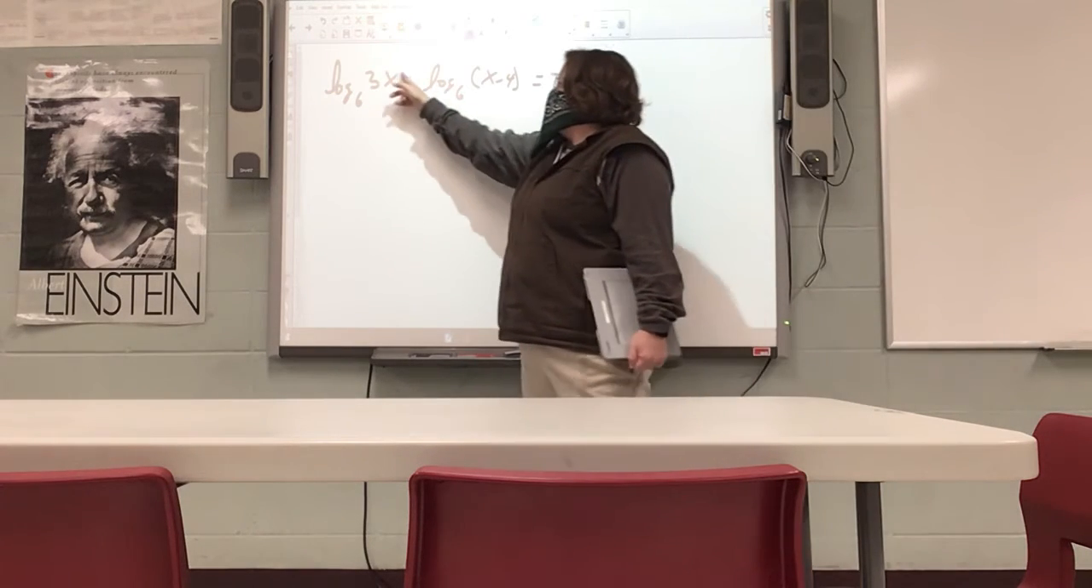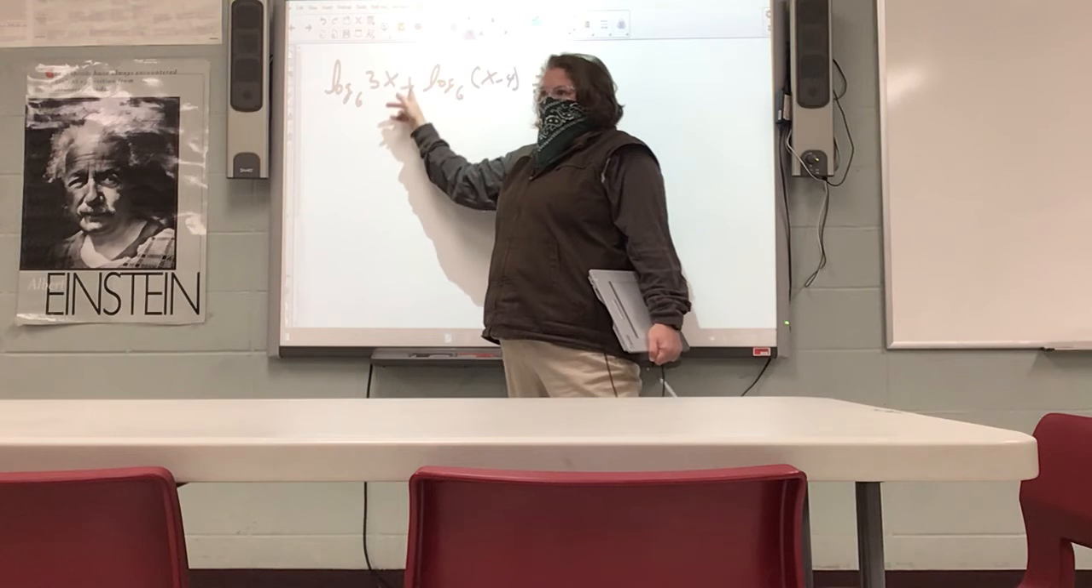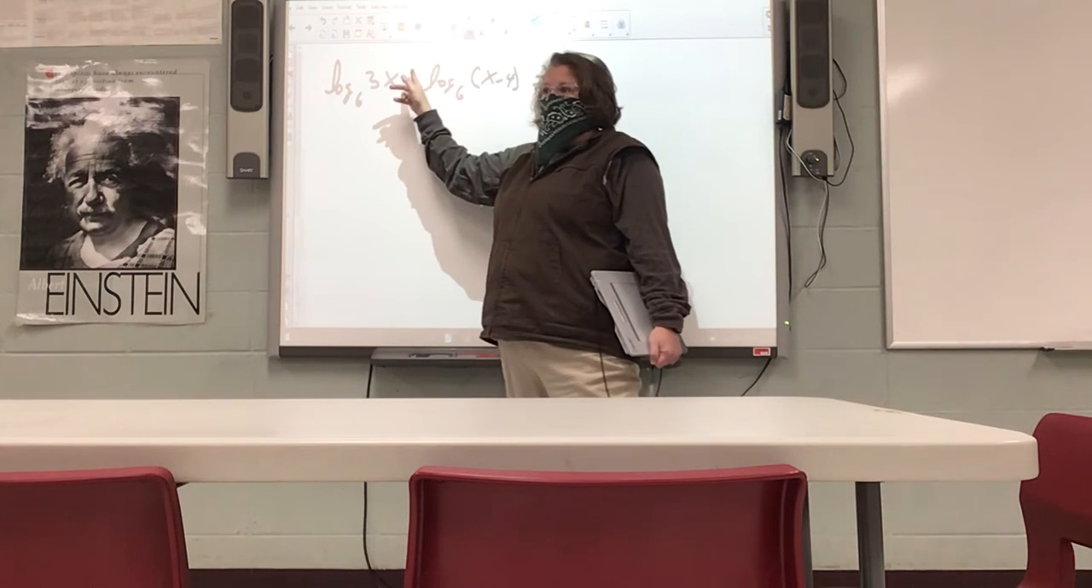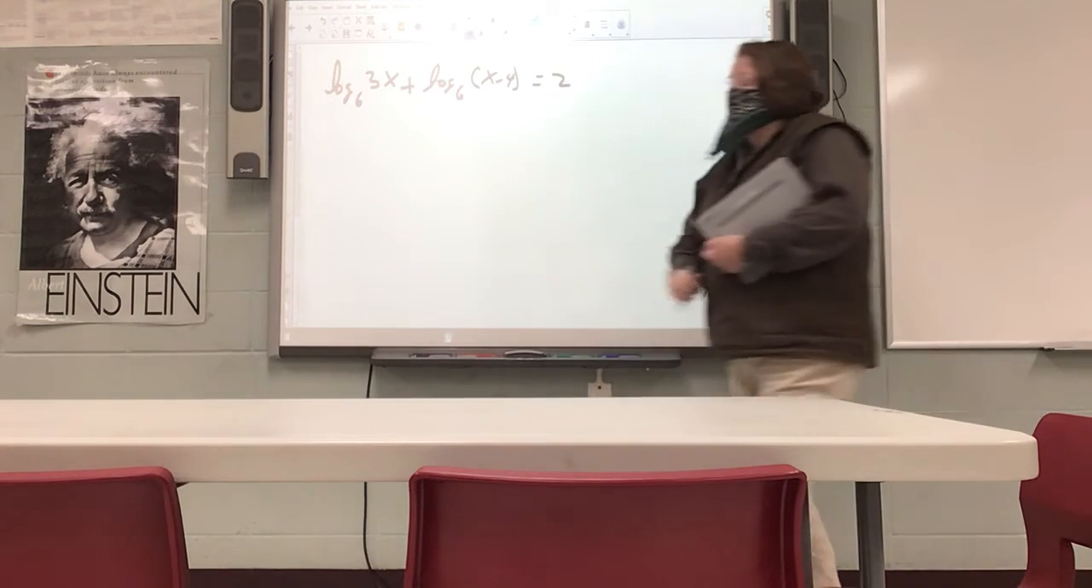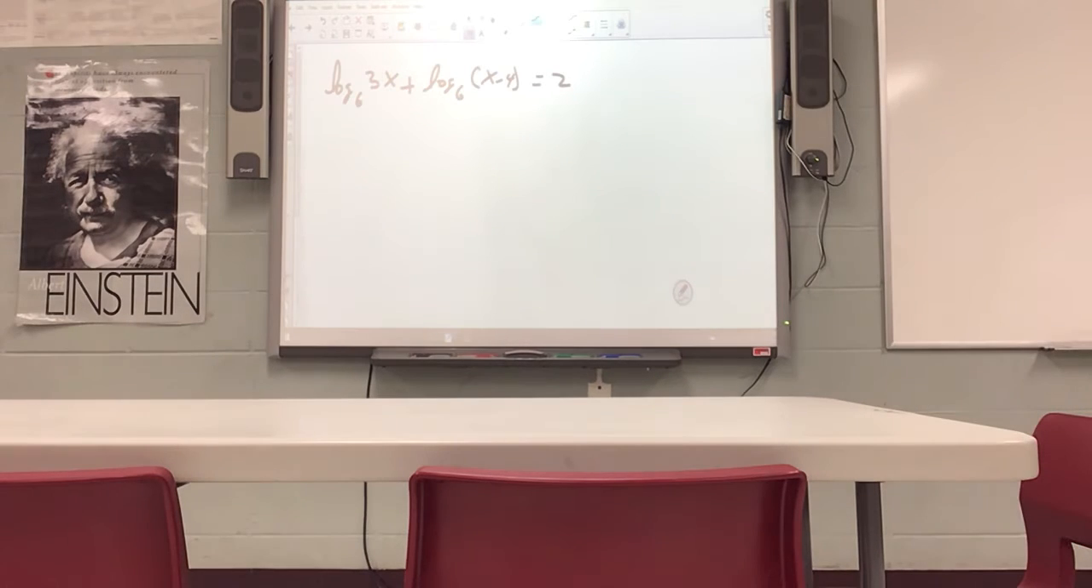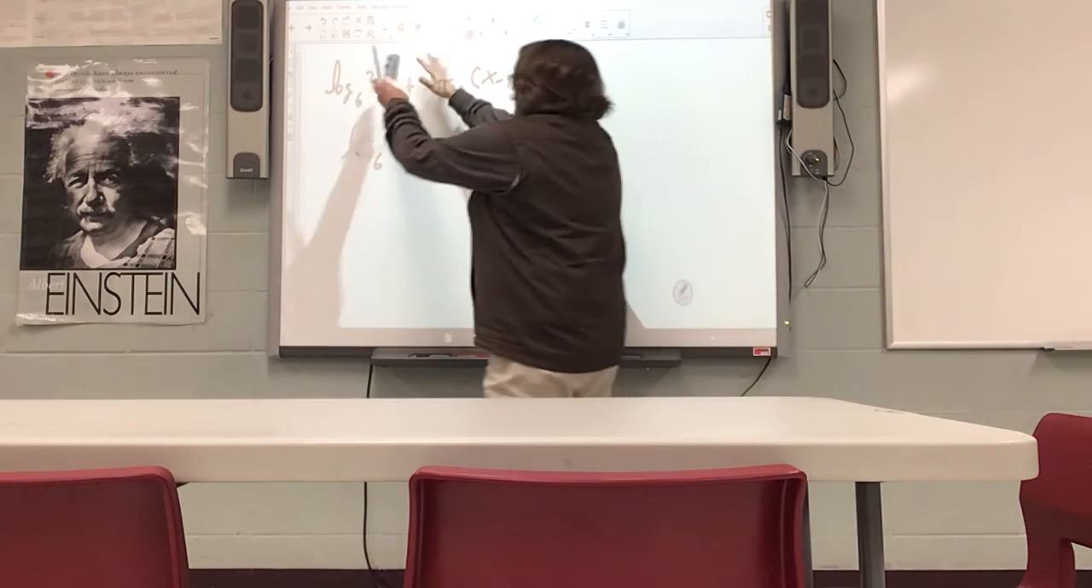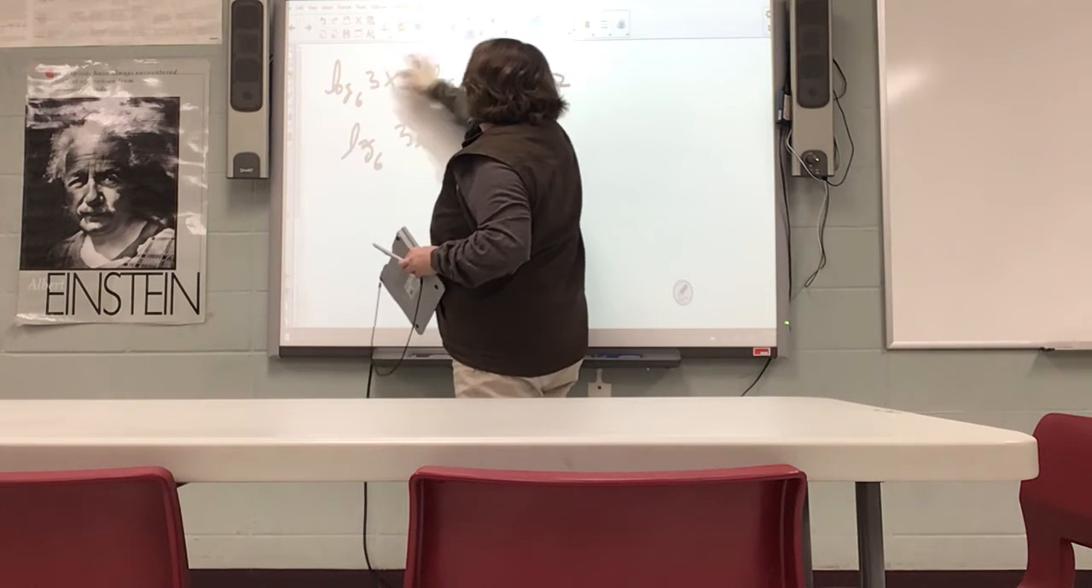So this has got an addition sign. Which property was friends with addition? Multiplication. Product. So we would condense this down to one log. We would say log base 6 of 3x times x minus 4 is equal to 2. We condense this down to one log using the product property.